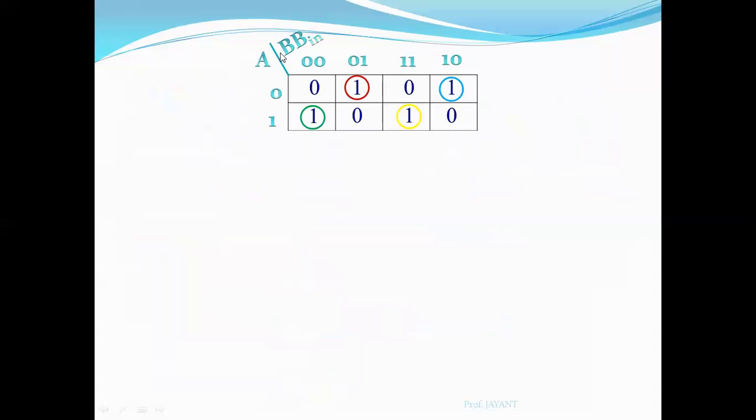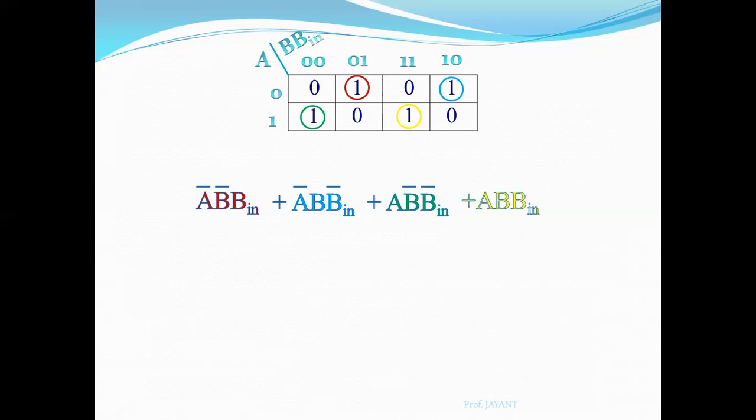So see here, A, B, B in, this is your K-map. And now for the 0, 0, 0, 1 entries, the first is A bar, B bar, B in. For the next one, A bar, B, B in bar. For the next, A, B bar, B in bar, and for the last one, A, B, B in. So solve this equation.